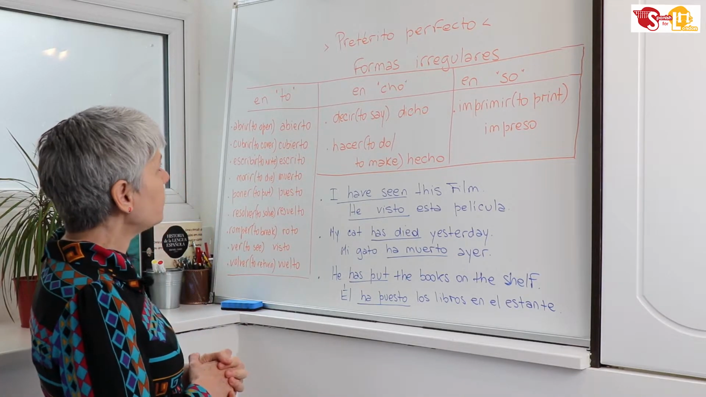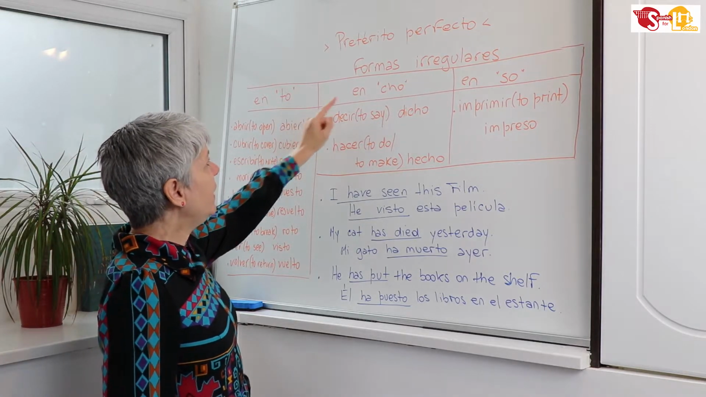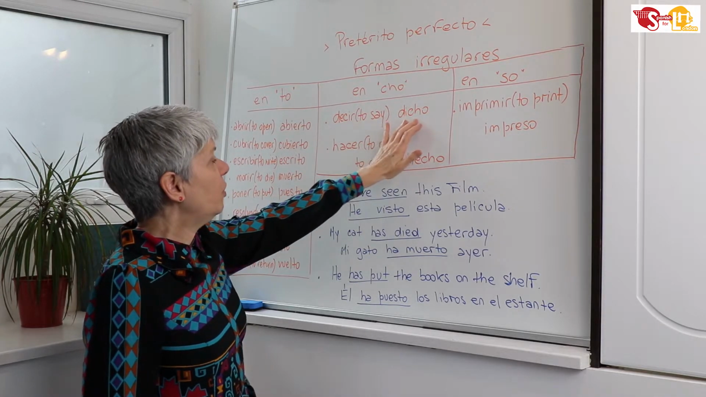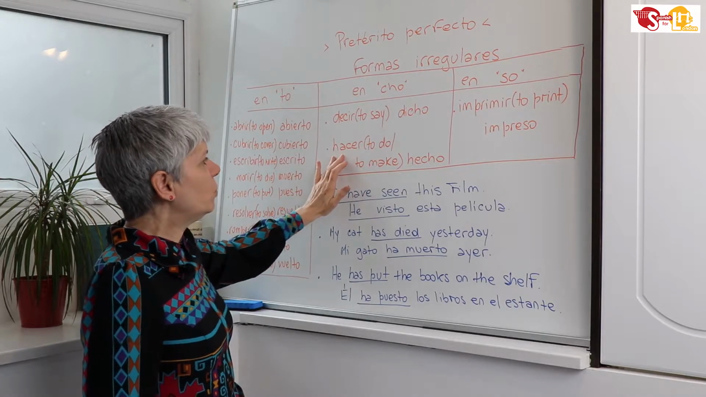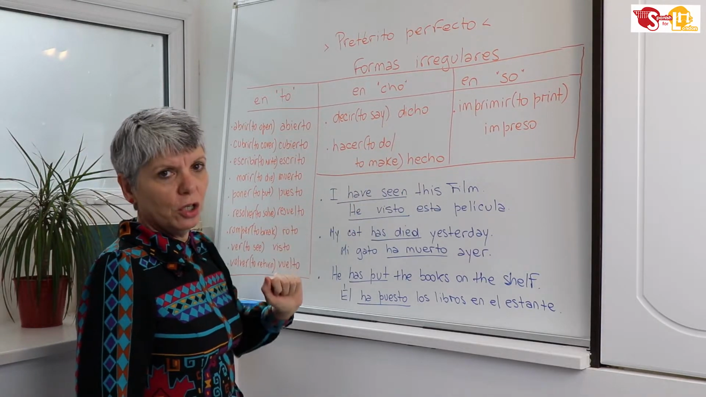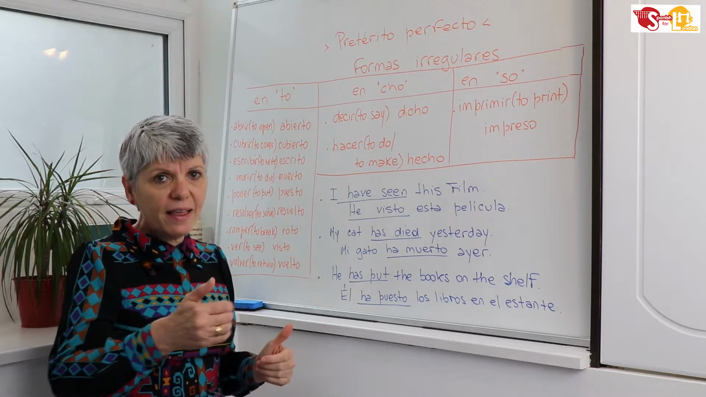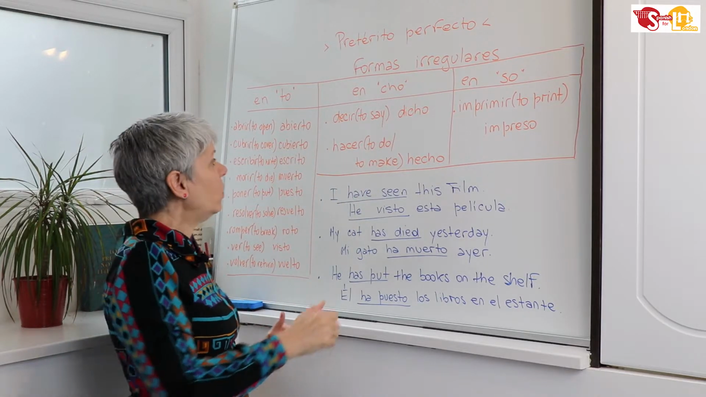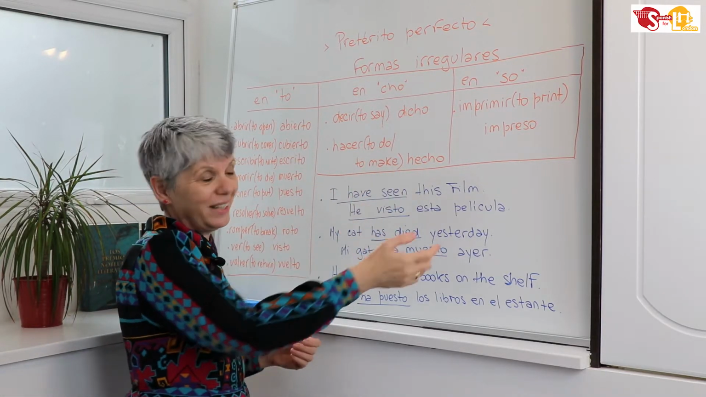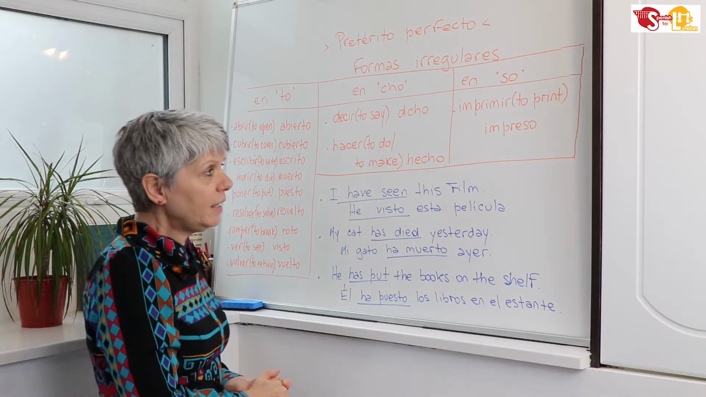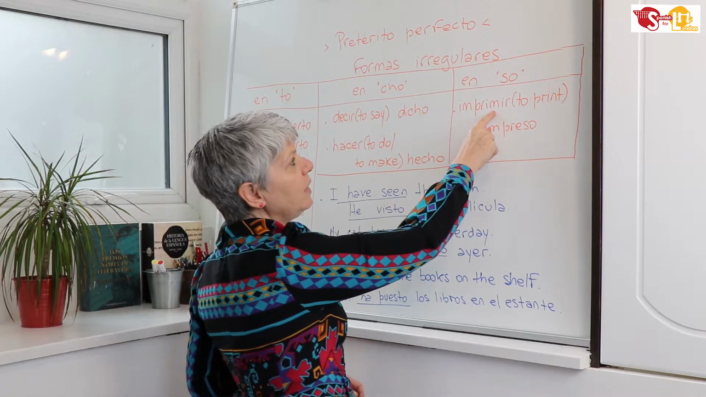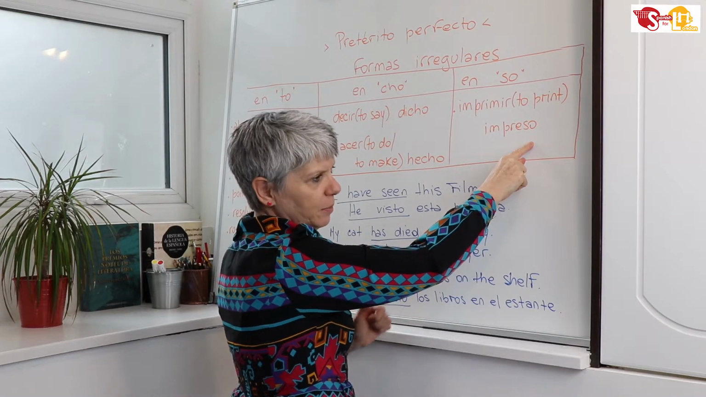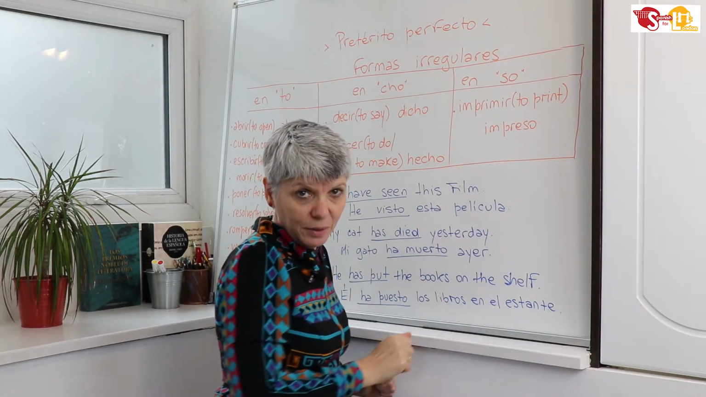Then we have two very important verbs ending with CHO, which are decir, to say, the form is dicho, and hacer, to do or to make, the form is hecho. So if I want to say, I have said this to my mom, le he dicho esto a mi madre. Or I have done my homework, he hecho mis deberes. And finally, we have the verb for to print, imprimir, which takes SO, so it's impreso. I have printed the activities, he impreso las actividades.